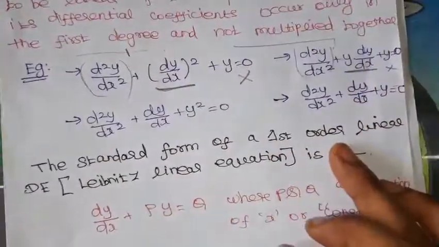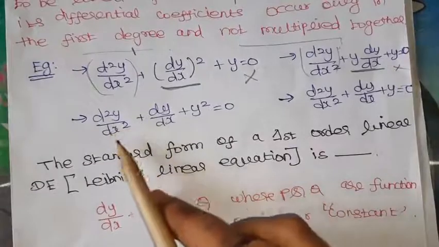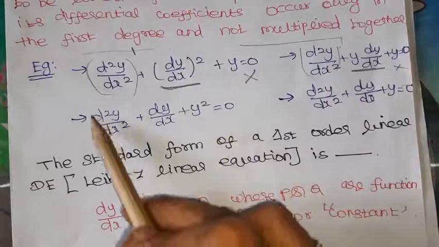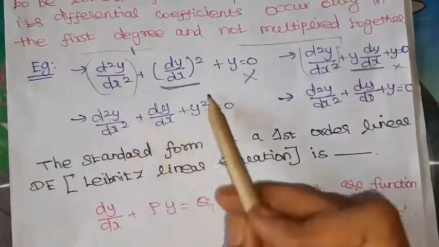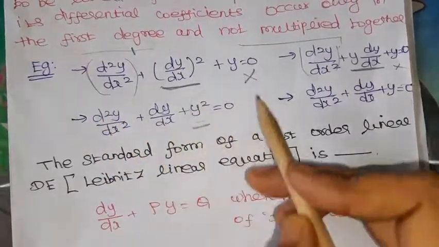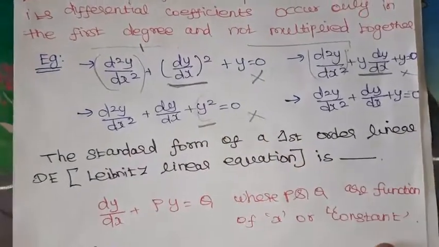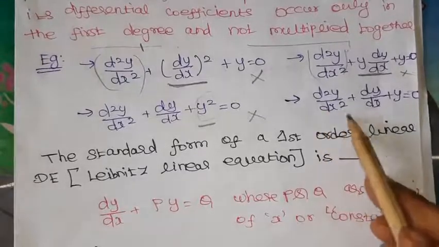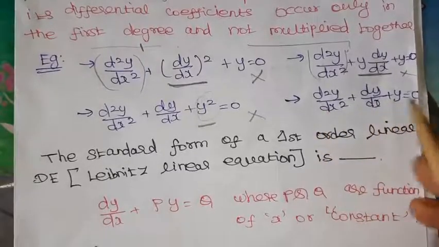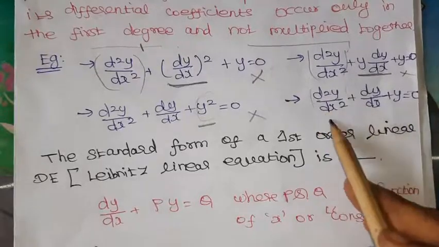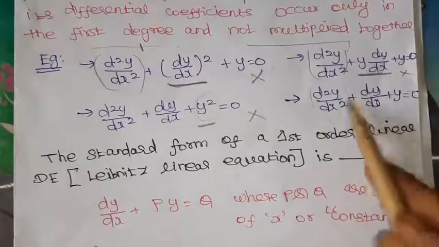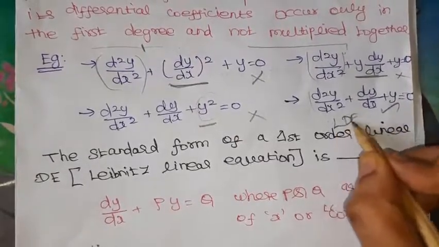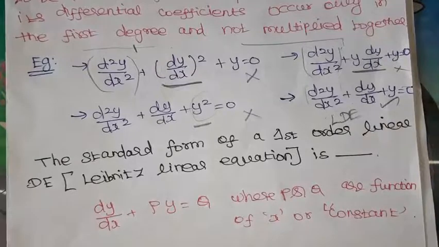Then move on to the next example. See, d squared y by dx squared plus dy by dx plus y squared equal to 0. This is the first degree, and it is multiplied by y squared. So it is not a linear differential equation. Then move on to this one. d squared y by dx squared plus dy by dx plus y equal to 0. It is first degree and it is not anywhere multiplied together. So it is a linear differential equation. This is the example for a linear differential equation.